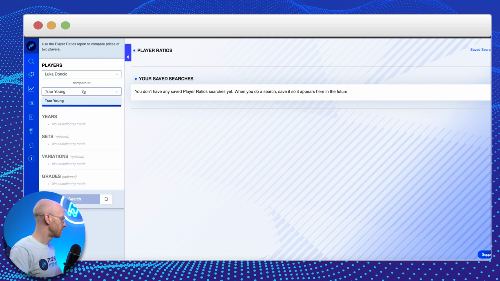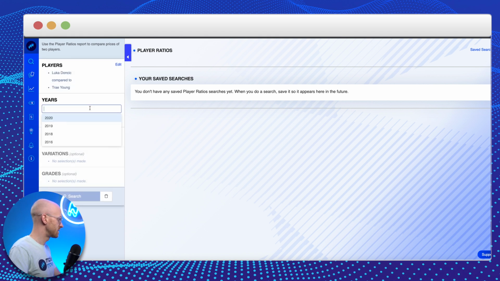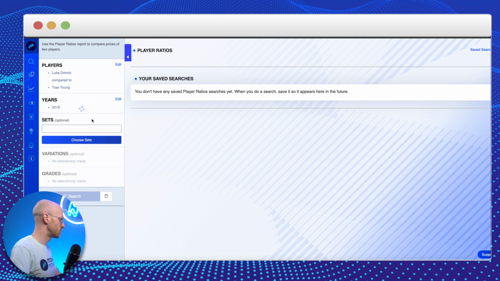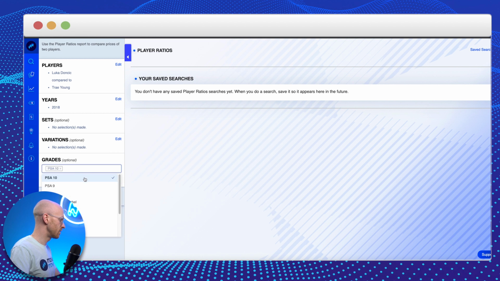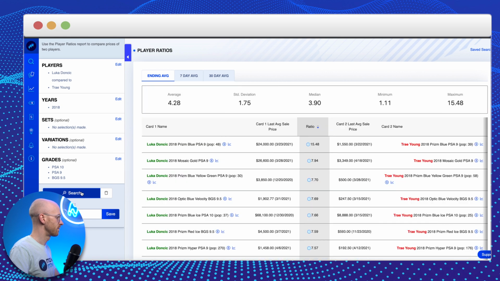to Trae Young. I'm going to choose players, and I'm just going to look at their rookie year for now, 2018. I don't want any specific sets or variations, but I do want to look at, let's say, the big 3 graded as I call them.